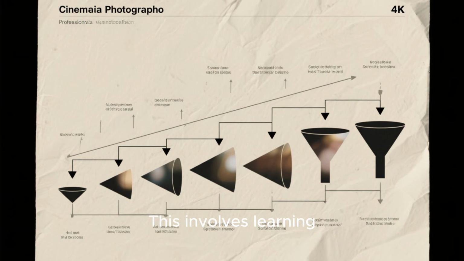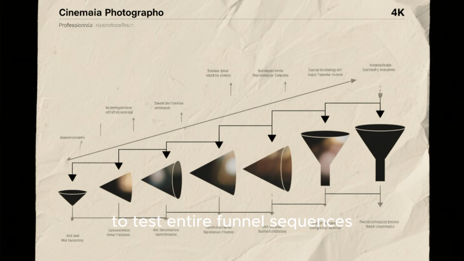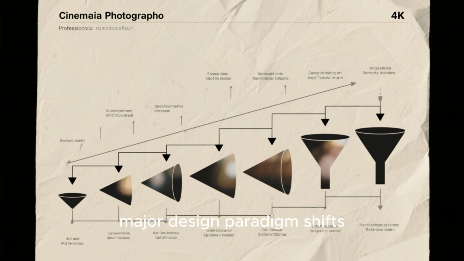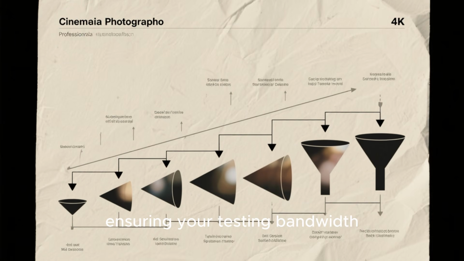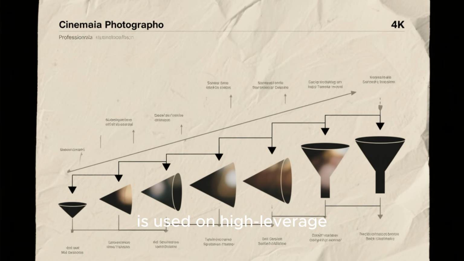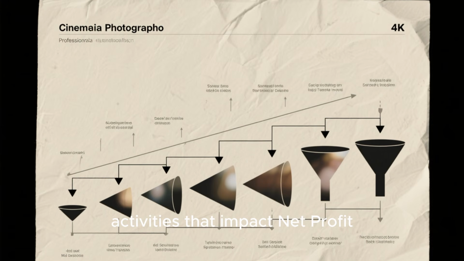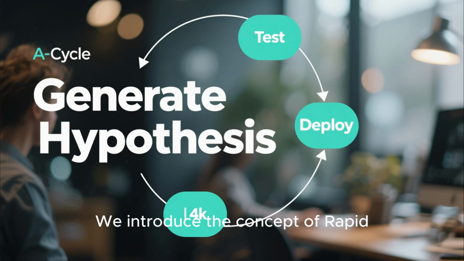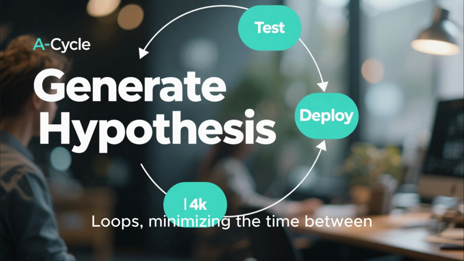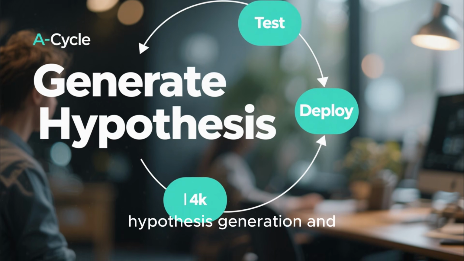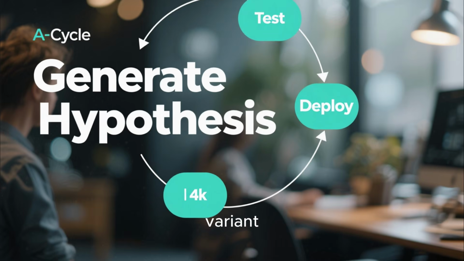This involves learning to test entire funnel sequences, major design paradigm shifts, and profound psychological triggers, ensuring your testing bandwidth is used on high-leverage activities that impact net profit. We introduce the concept of rapid experimentation loops, minimizing the time between hypothesis generation and deployment of the winning variant.